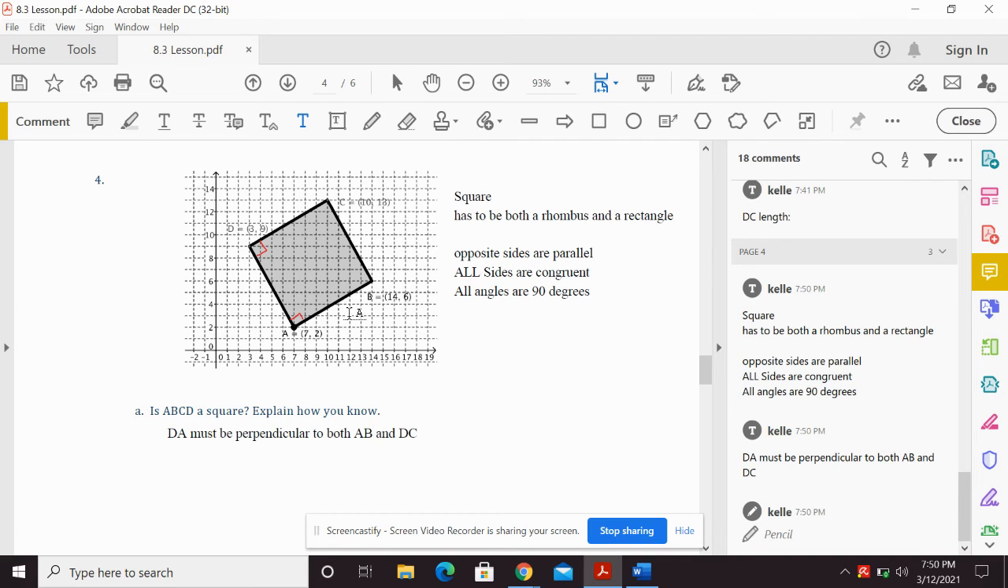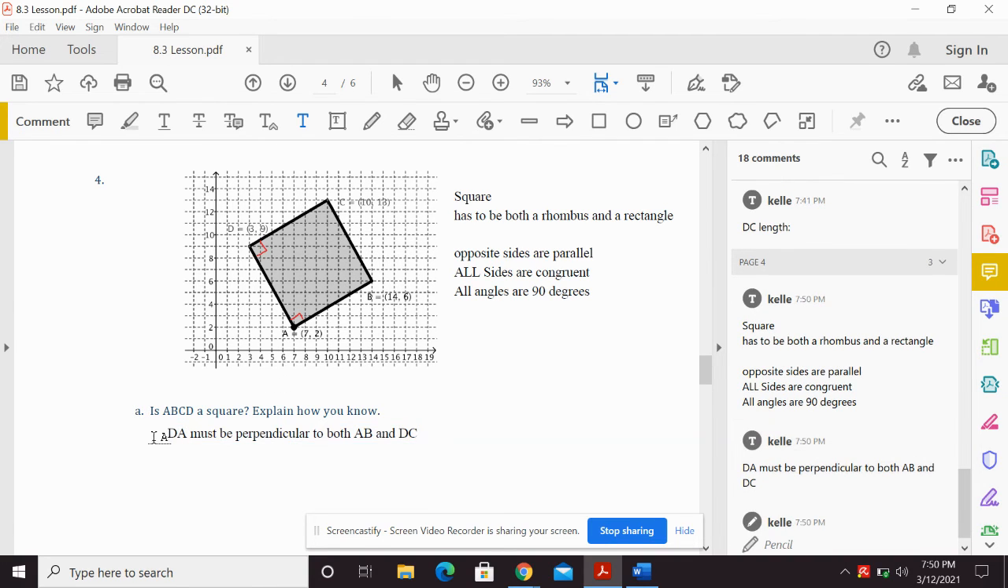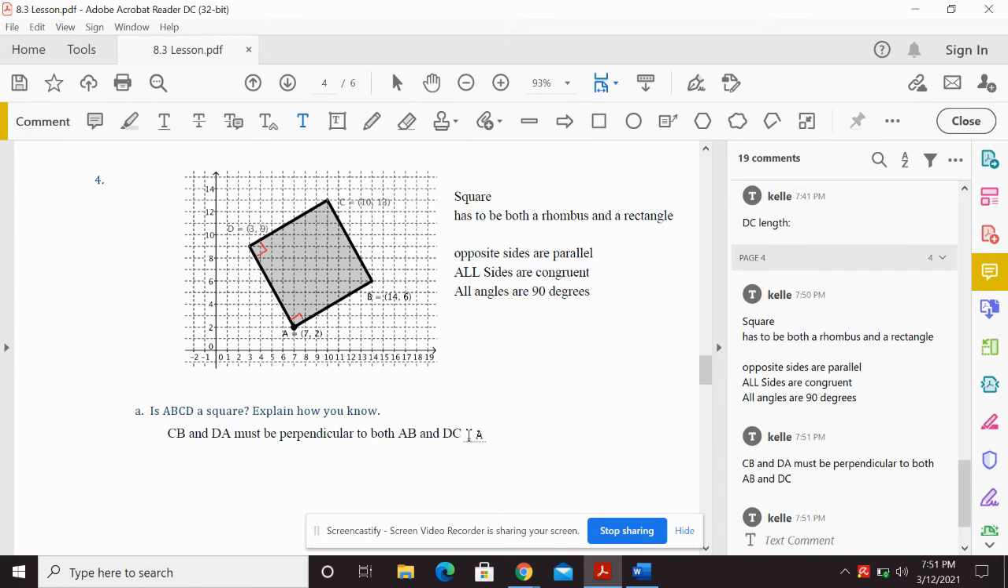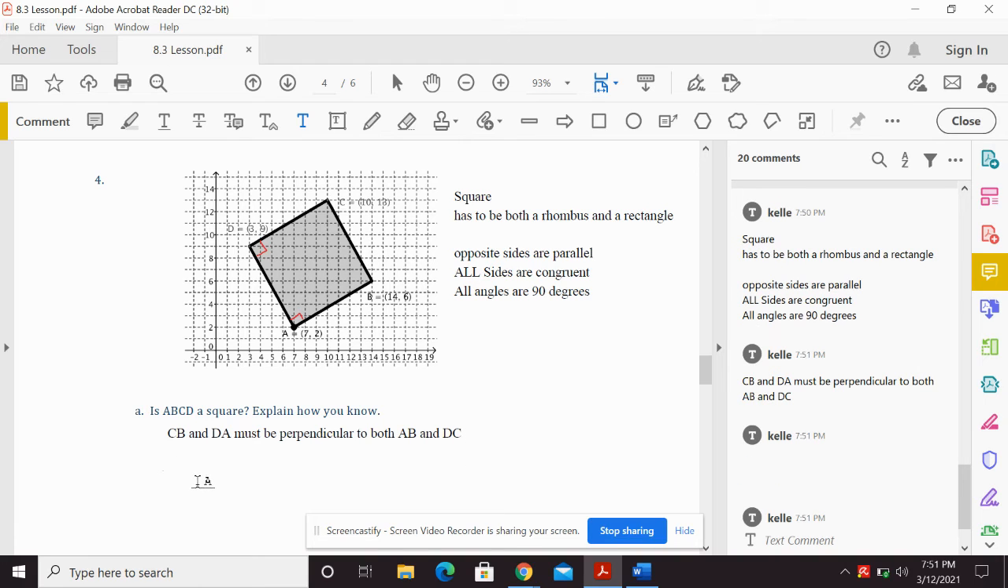CB, I guess I just add that here, huh? It's not going to let me. Maybe it will. Oh well, CB and DA must be perpendicular to both AB and DC. So they have to be perpendicular. To do that, you're going to use perpendicular slopes. So let's find the slope of DA.